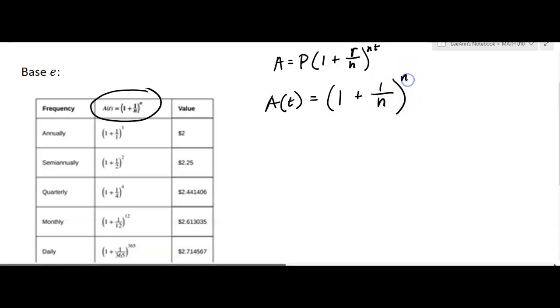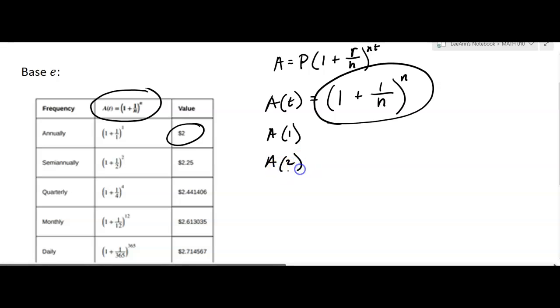But what if we don't worry about the principal, don't worry about the interest rate or how long you're leaving it in, but let's just focus on what happens when n keeps changing. So as n gets larger and larger, what's going to happen to that value? So they start with A of 1, so they're putting a 1 in for everything, and they get $2. And then they put a 2 in, A of 2. And they're doing this on a calculator, and they get $2.25. And then they do A of 4.